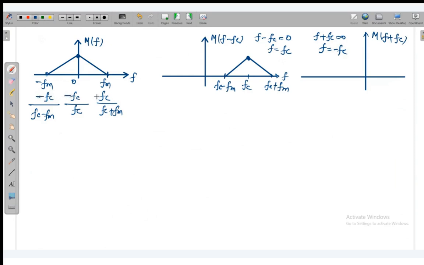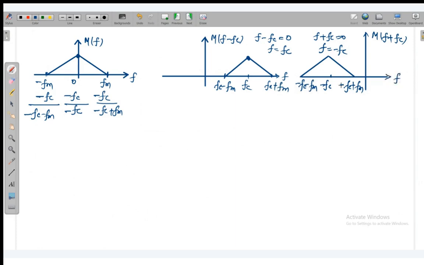Okay, so minus fc, minus fc, minus fc. So when you add it, it will become minus fc minus fm. 0 minus fc is minus fc. This is minus fc plus fm. So now it is shifted somewhere here. Okay, so it is minus fc. This is minus fc plus fm, and this is minus fc minus fm. So in this way we will get the signal.